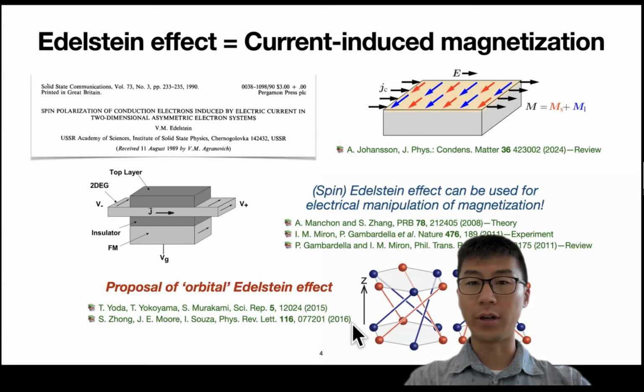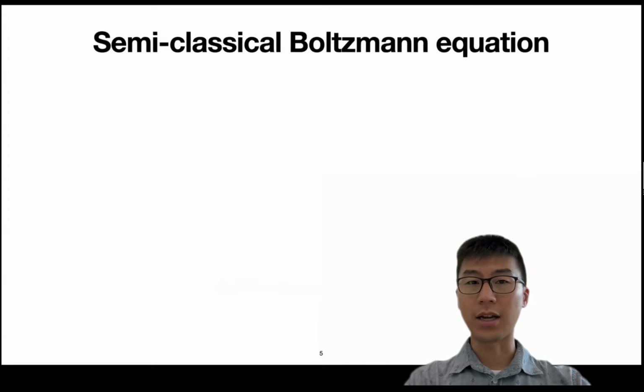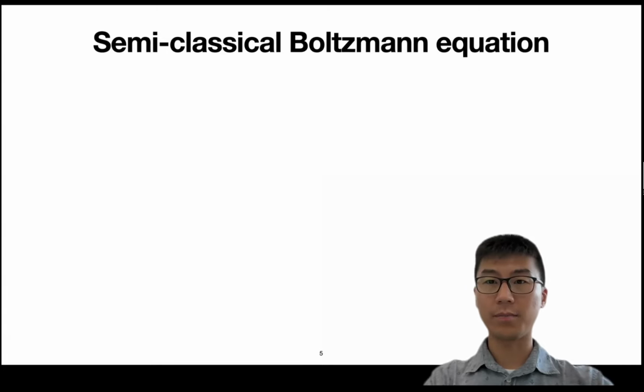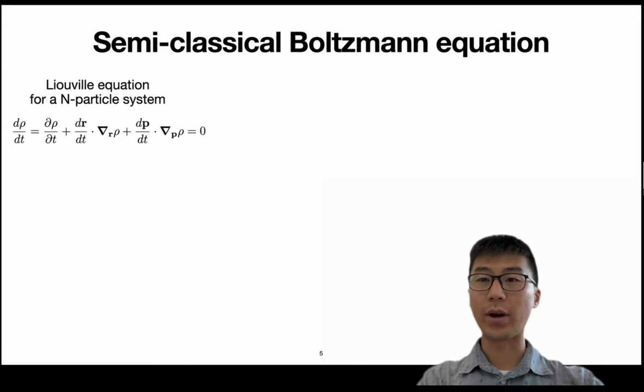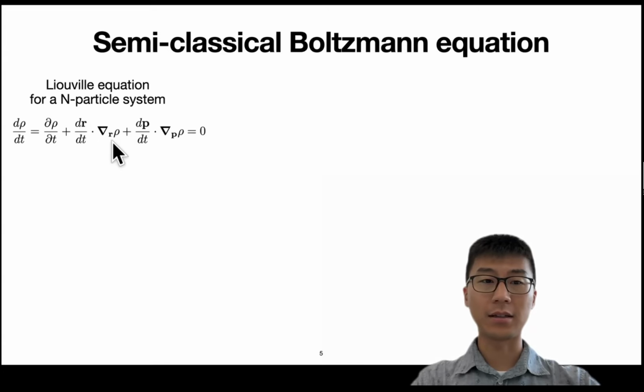But before we discuss that, let's look at how we mathematically describe the effect. The simplest way to describe the Edelstein effect is by looking at the semi-classical Boltzmann equation. The semi-classical Boltzmann equation can be derived starting from the Liouville equation. The Liouville equation in Hamiltonian dynamics means that the phase space volume or density is constant over time, that is, the phase space density rho is stationary. So we have dρ/dt equals 0.